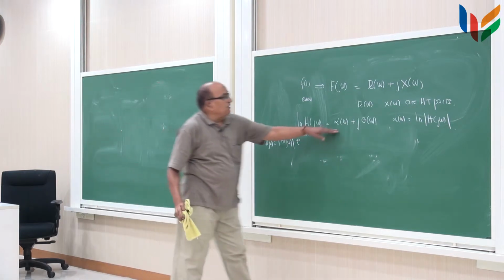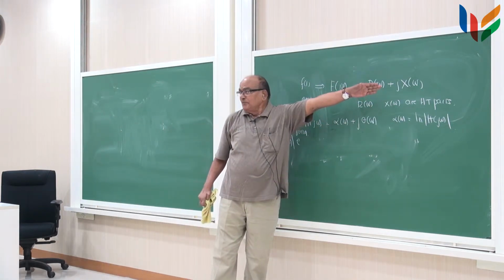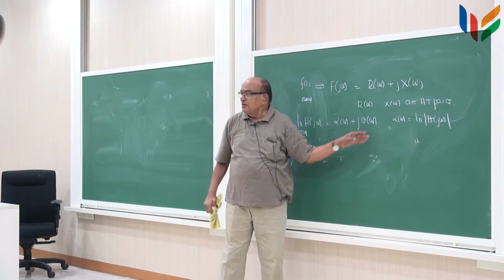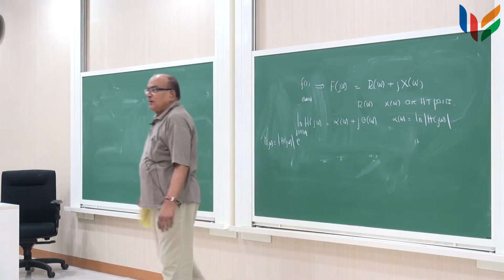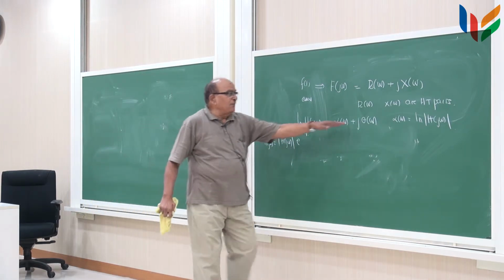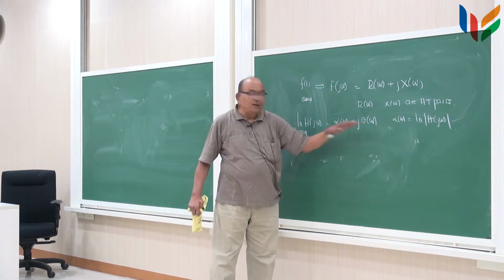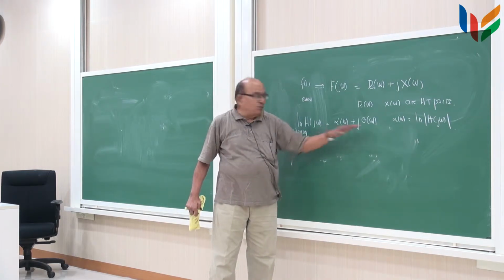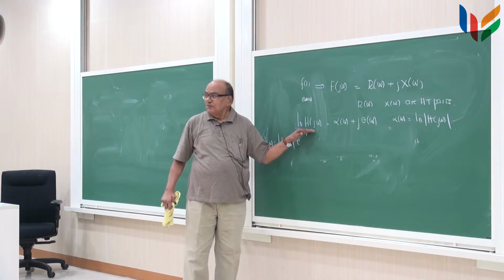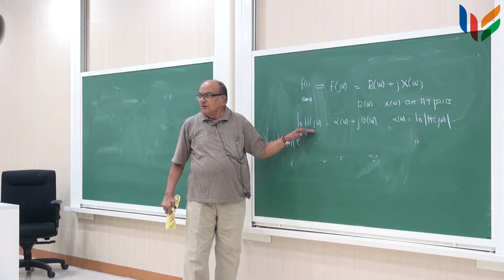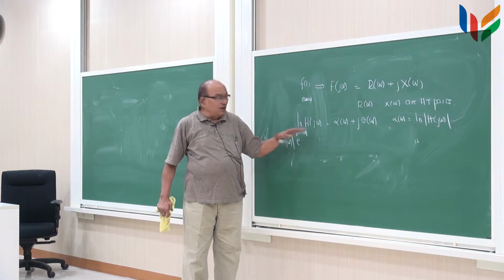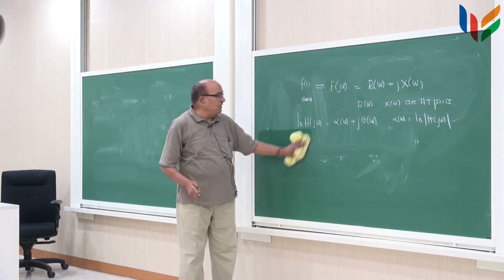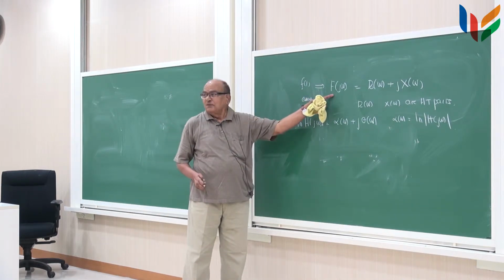Now, this is something like this, real part and imaginary part. Now, given this, can I find this? Or given this, can I find this? This will only happen when this corresponds to causal, right?